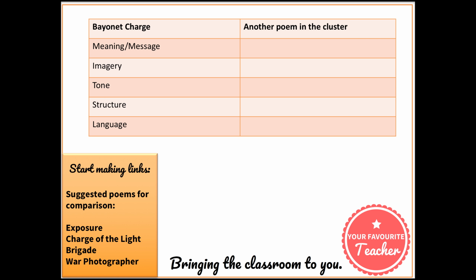Think about the tone of the poem. Now, try and move away from just positive tone and negative tone. Try and be more specific. Is it panicked? Is it desperate? Is it casual? Is it nostalgic? Try and see if you can be more specific rather than just it's horrible or it's sad.